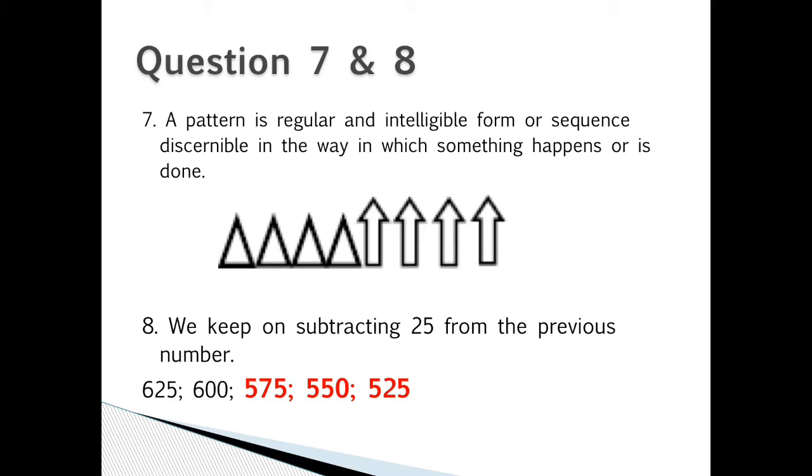Triangle, triangle, triangle, triangle, arrow, arrow, arrow, arrow. As you can see, you've added one more triangle and one more arrow. 8. We keep on subtracting 25 from the previous number. So, after 600, it will be 575, 550, and 525.